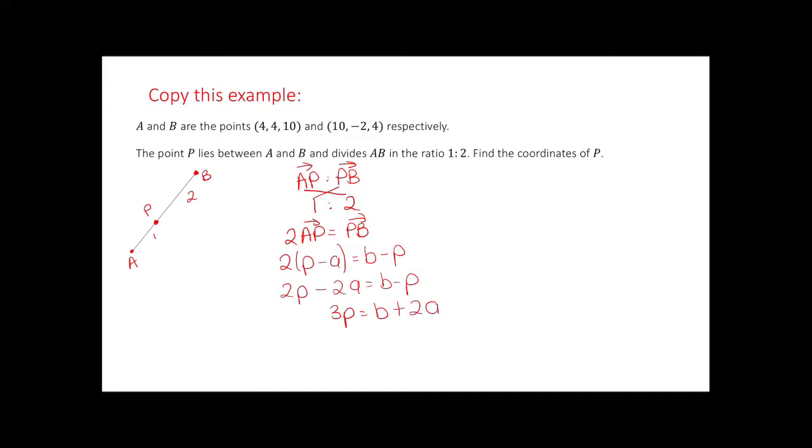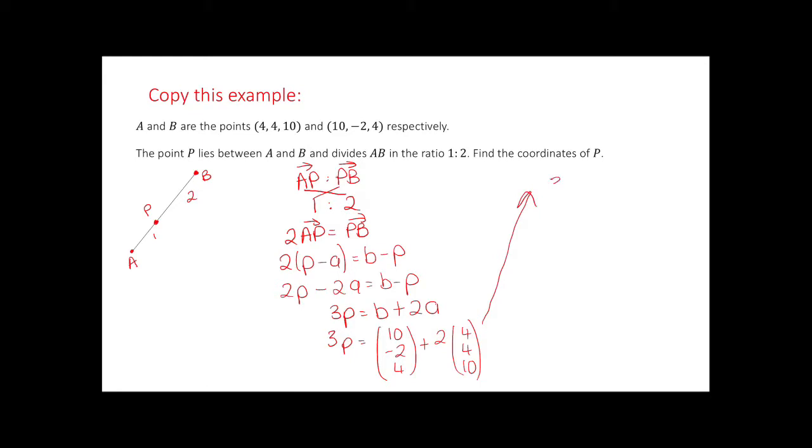We don't want 3P. So at this point, you could write that out as a third of B plus 2A, which is absolutely fine. However, I quite like keeping it like this, okay? And I'll show you how you deal with that in a wee minute. So 3P is equal to B, which is (10, -2, 4), plus 2 of A, which is (4, 4, 10). And then we can keep working our way through it from there.